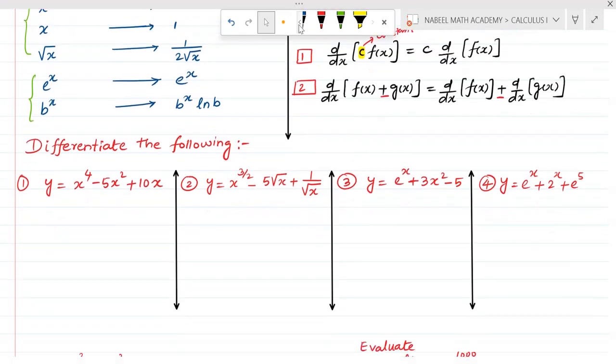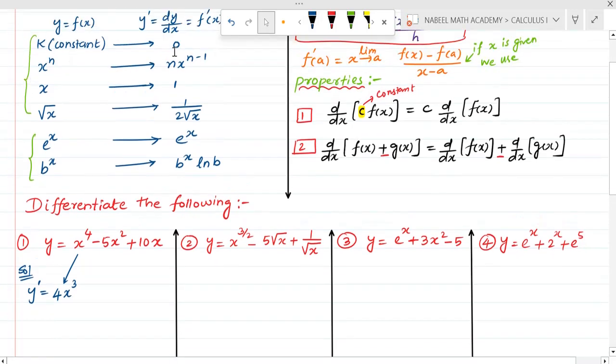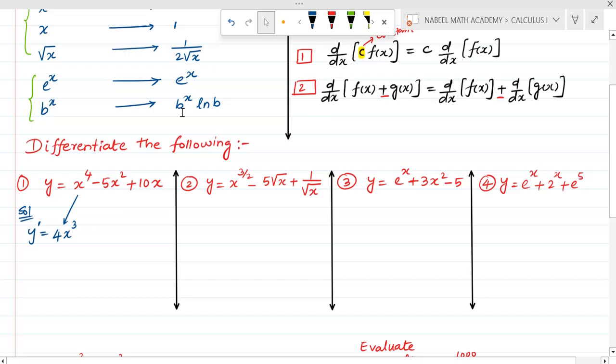This is the x power n rule. So I write the first one: y prime, or dy over dx, is equal to, for the first term, the x power n rule, so I have to bring the power down and reduce the power. So x power 4 gives 4x cube, as per the rule n times x power n minus 1.